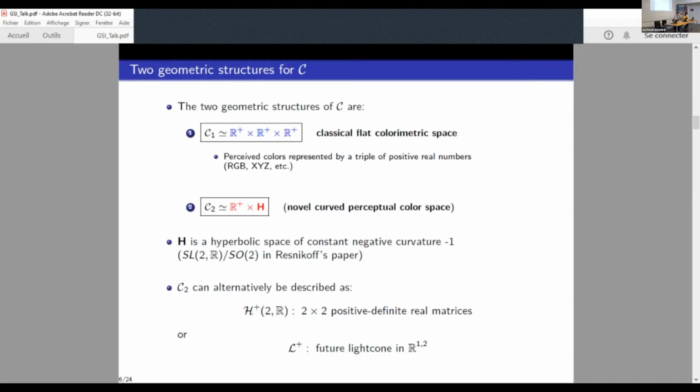Instead, there is another possibility that was not taken into account until today, and it is a curved space with negative curvature -1, so a hyperbolic space, and it is the Cartesian product of positive real numbers with a hyperbolic model. In Resnikov's paper it was SL2R quotient SO2, but we can also give alternative representations, for example, 2 by 2 positive definite real matrices or the future light cone in the three-dimensional Minkowski space.